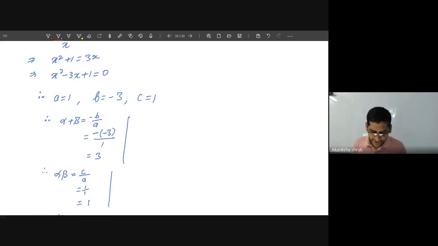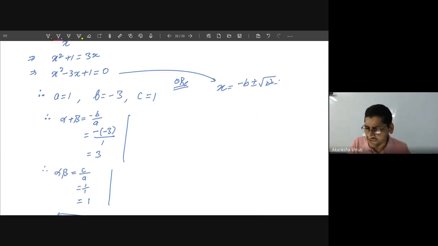Students, you are free to get the value of x, then you can add it and you will get the same result. Or, x is equal to minus b plus minus under root of b square minus 4ac by 2a. This we can also apply. We are free to apply this.